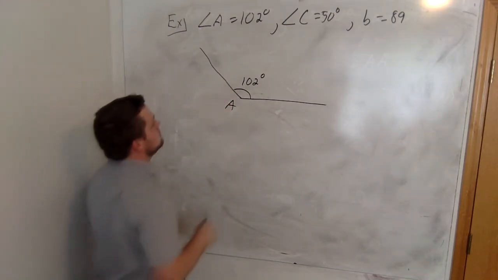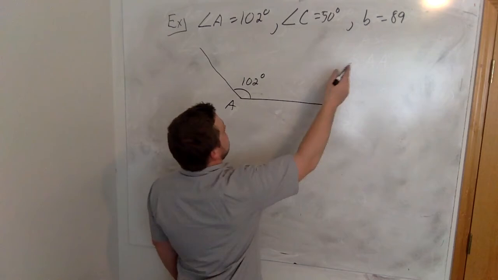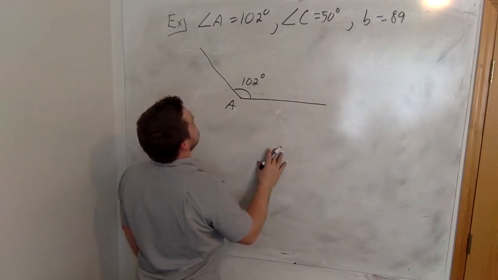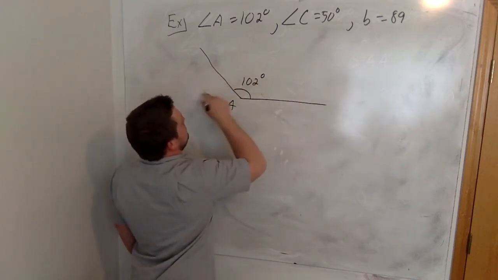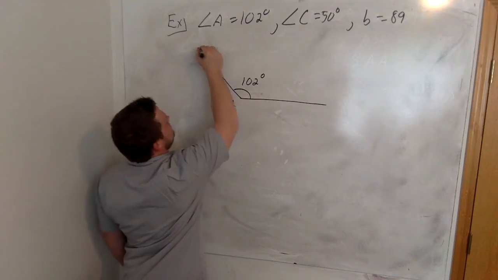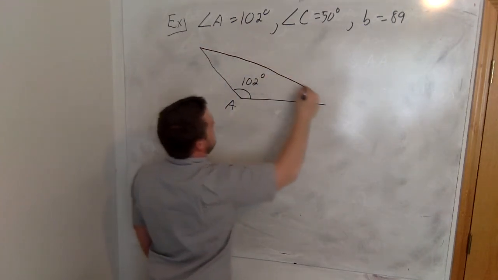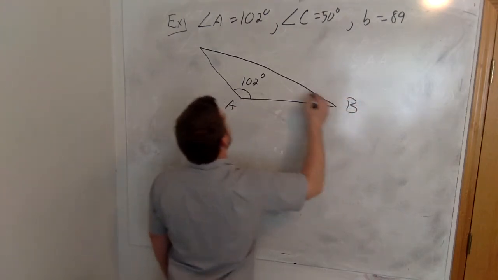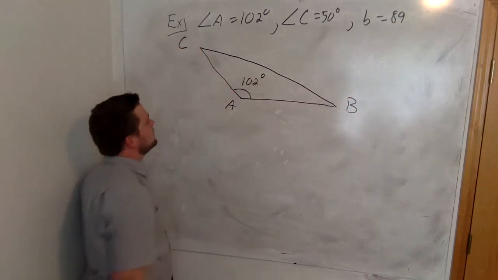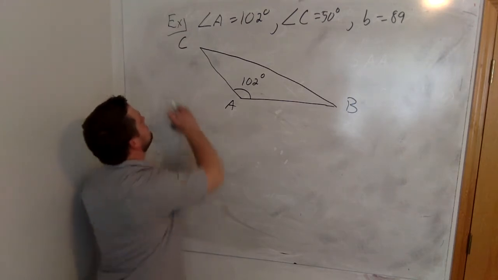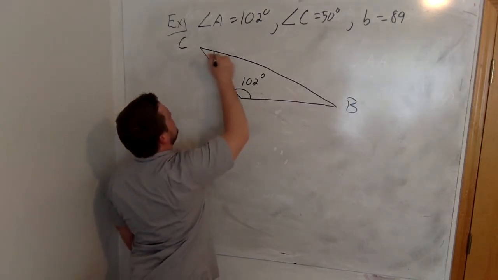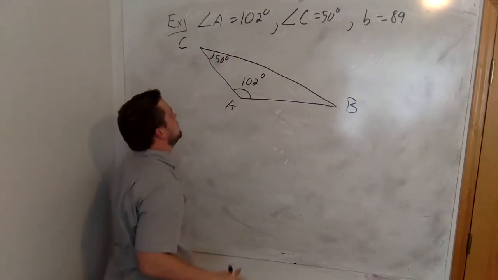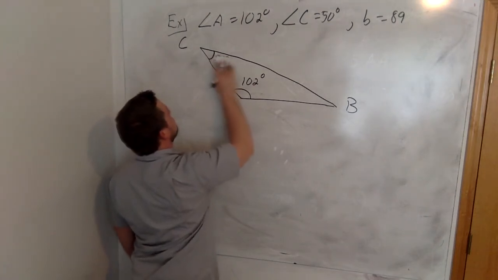Okay. So let's see. It told us what side length B is. Okay, so let's draw the other pieces. So let's draw this line to connect. This is going to be angle B. This will be angle C. What else has it told us? It told us angle C. It told us that this angle here is 50 degrees.